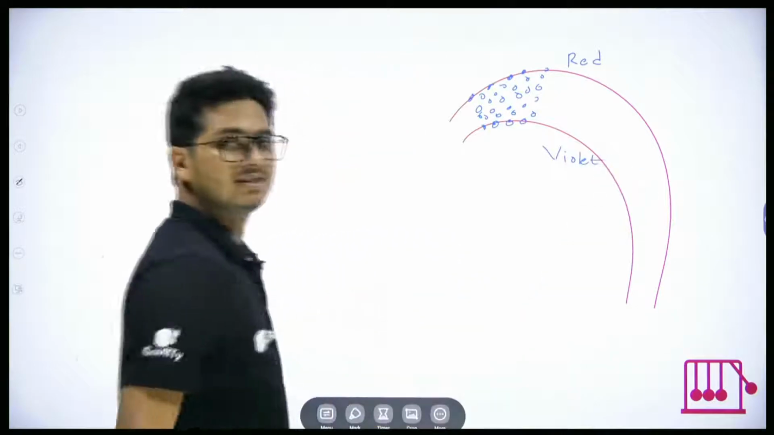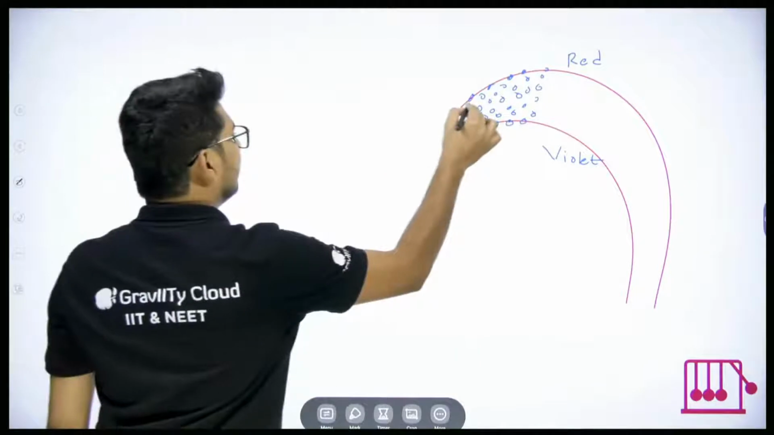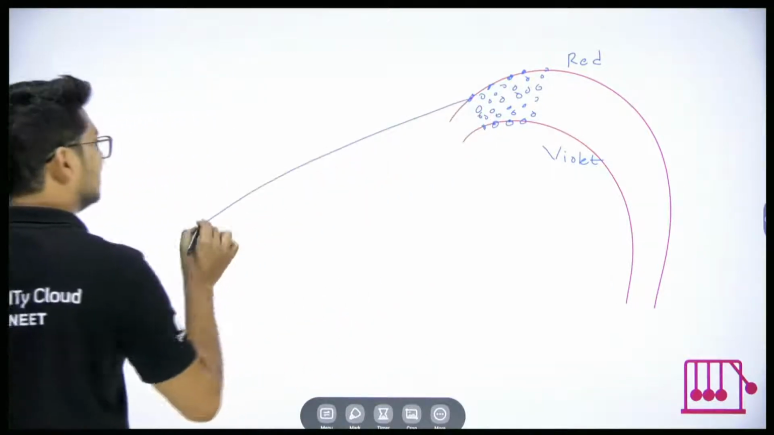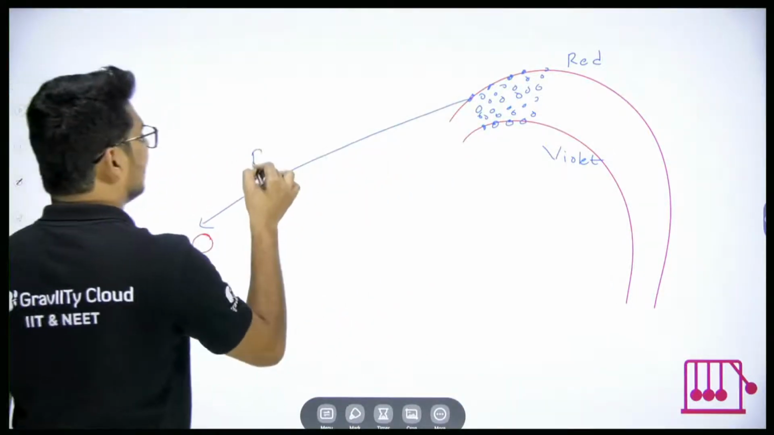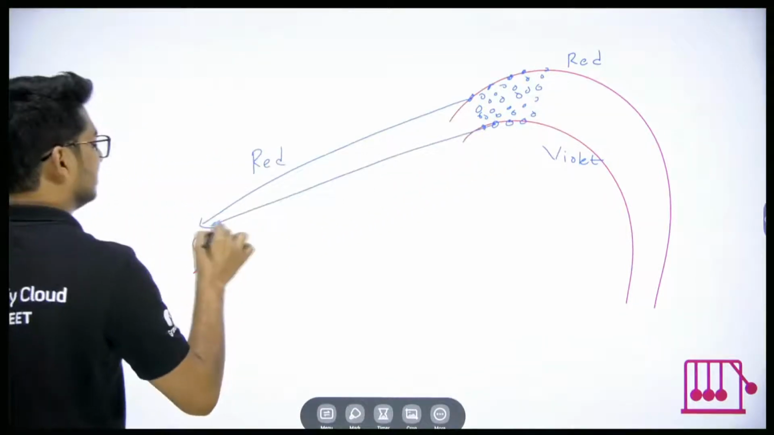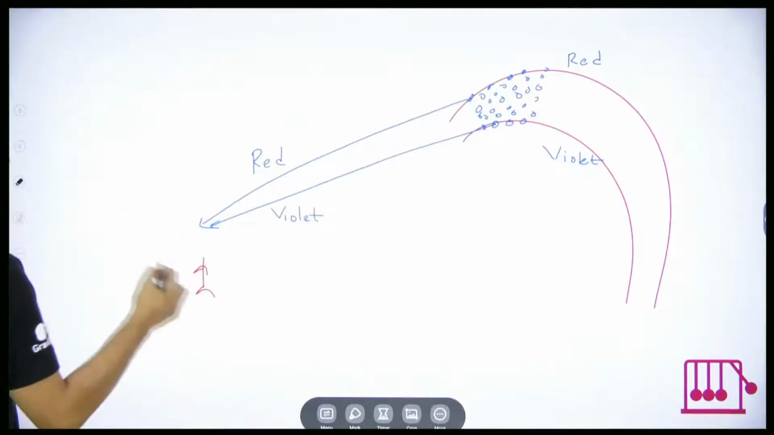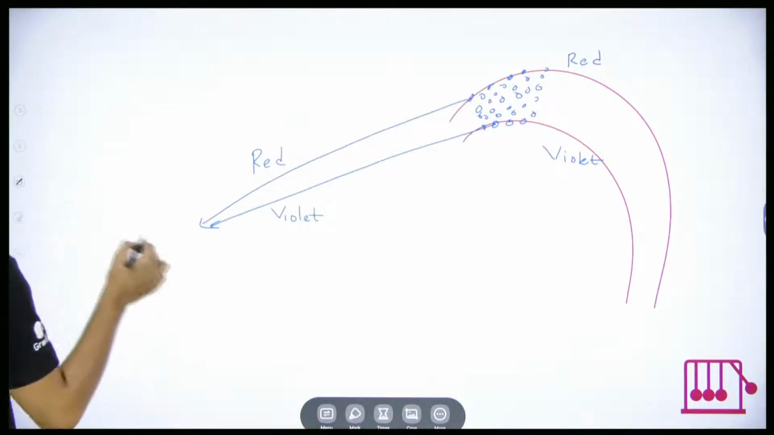That means at the top, if you are seeing red color, then from the top which color of light is coming to us? Red color is coming to us. Whereas at the bottom, if you can see violet color, that means from the bottom which color is coming to us? Violet color is coming to us.